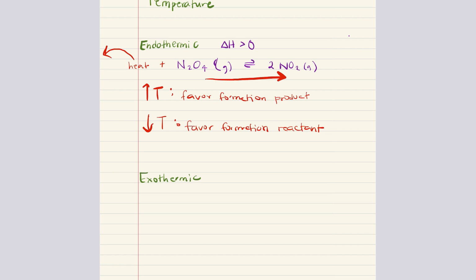Again, let me repeat. For endothermic reactions, heat is considered a reactant. When you increase temperature, you increase heat, which means you're increasing the amount of reactant. Thereby, your reaction favors the formation of product to reestablish equilibrium. What happens when you decrease temperature for an endothermic reaction? It's like you're removing heat. So it's like you're removing reactant, and so your reaction favors the formation of more reactant to reestablish equilibrium.